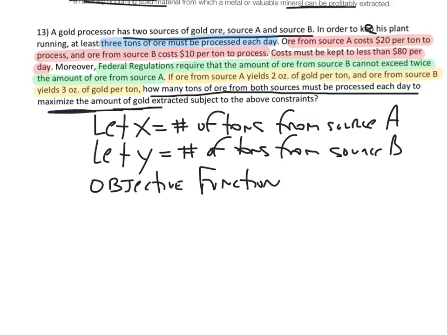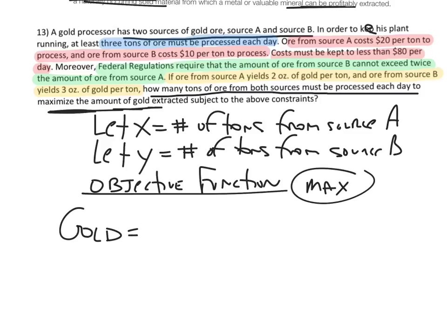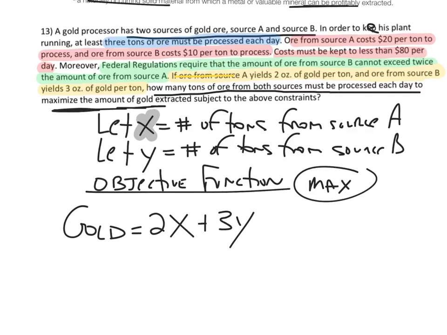So here for my objective function, they're asking for the maximum amount of gold. So here we're going to be maximizing, and I'll let gold be equal to, now here it says in yellow, if ore from source A yields 2 ounces of gold per ton. So since X is the number of tons from source A, here I'm going to have 2X plus, again in yellow, ore from source B yields 3 ounces of gold per ton. So I'm going to let 2X plus 3Y be the objective function.